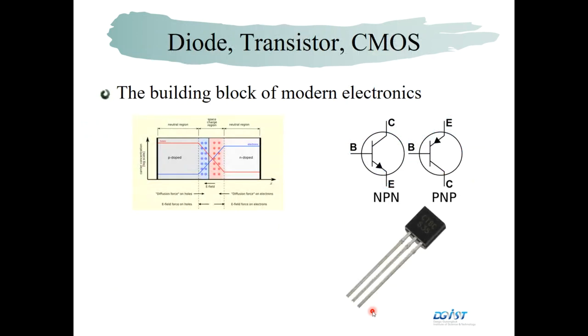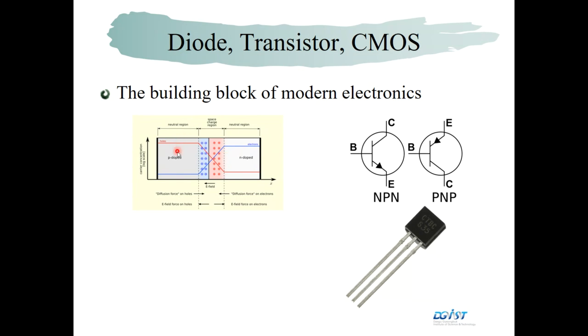Okay, so here I will show some cartoons for the diode. You may have learned about the diode during your undergraduate course, and also the transistor, and you may have heard about CMOS. They are very basic building blocks of modern electronics. So you should understand what's going on in a diode and a transistor and what CMOS is. And you may see this kind of figure in your semiconductor lecture.